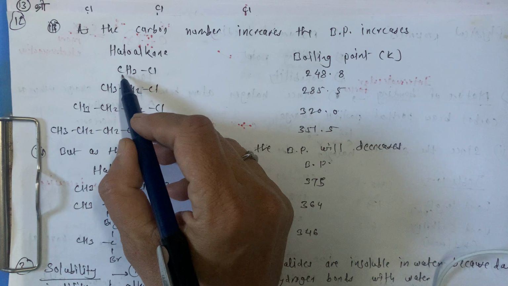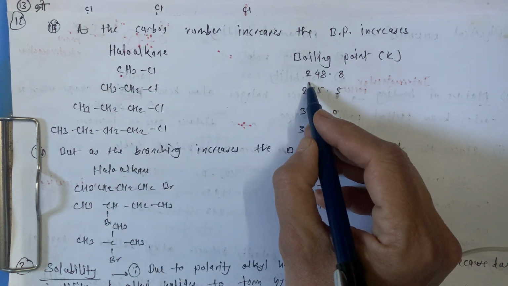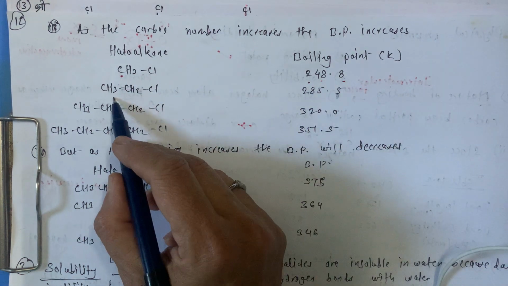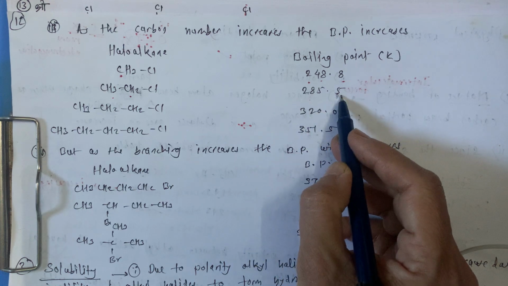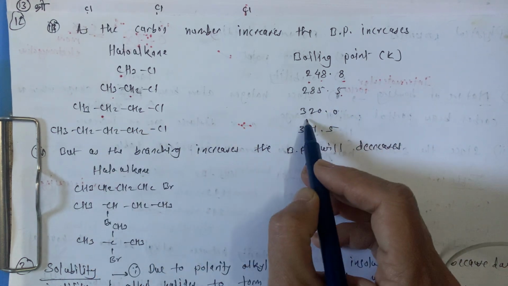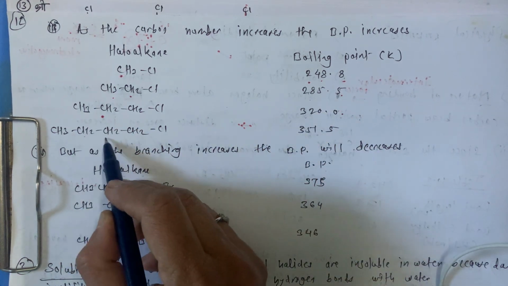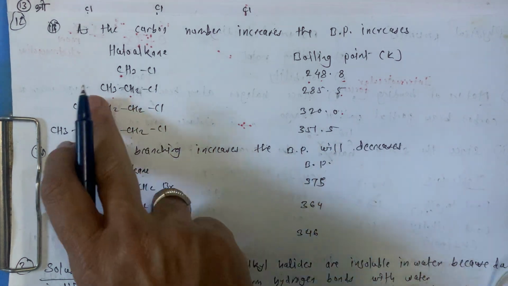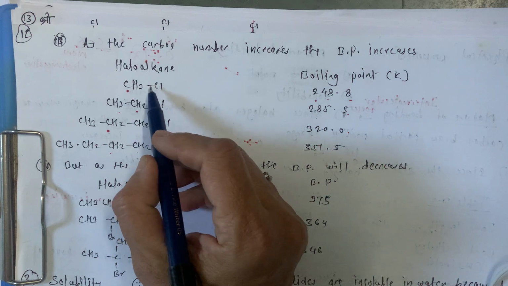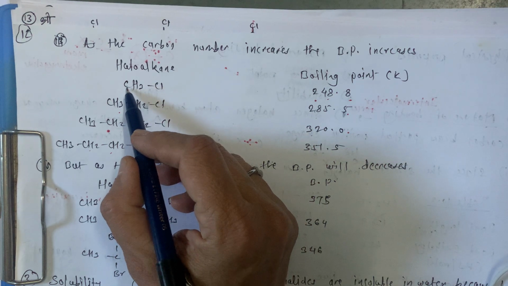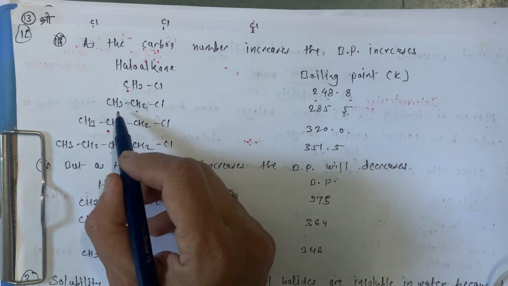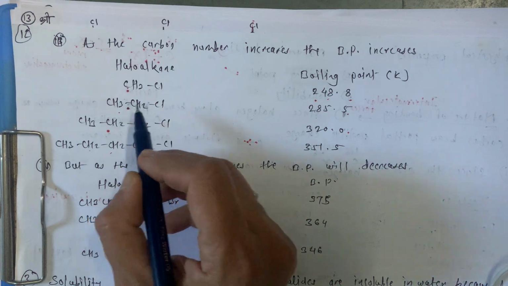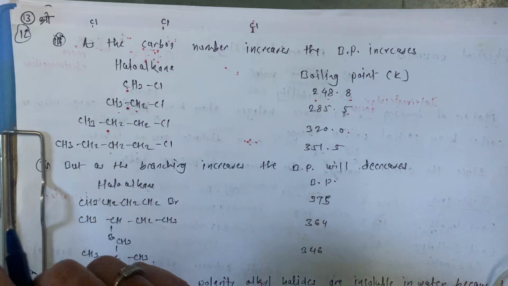This is haloalkane, only one carbon, then the boiling point is 248.8. If there are two carbons, then 285.3. Propyl chloride 320. With 4 carbons, 351. See how you are going to relate these. Here it is only one C and Cl bond. Now here it is one C-C single bond, then a C-Cl bond, so two bonds.